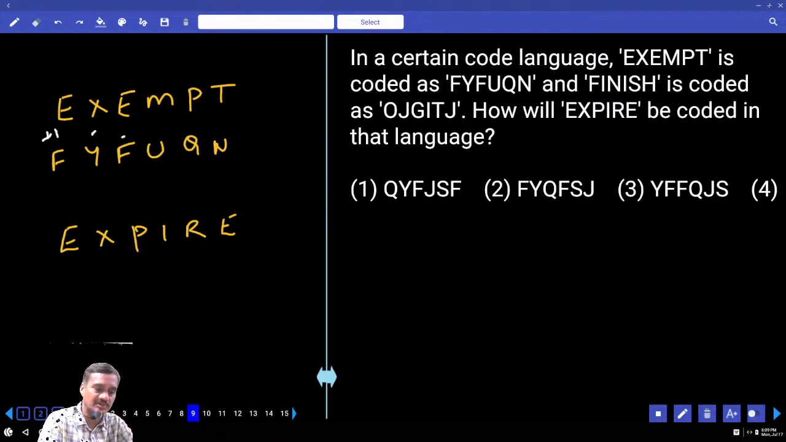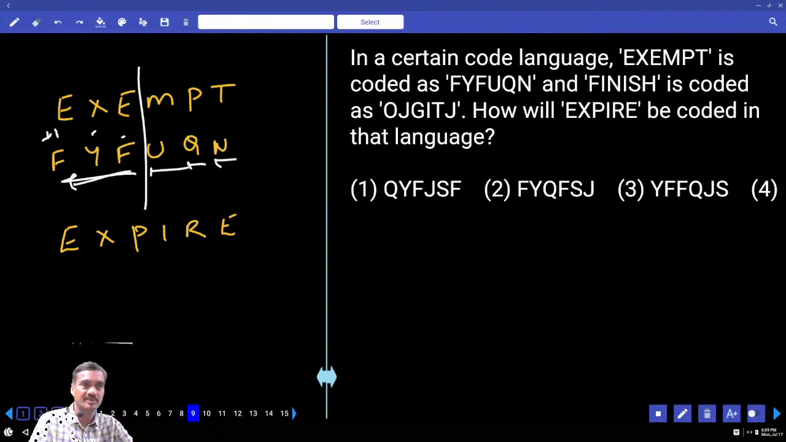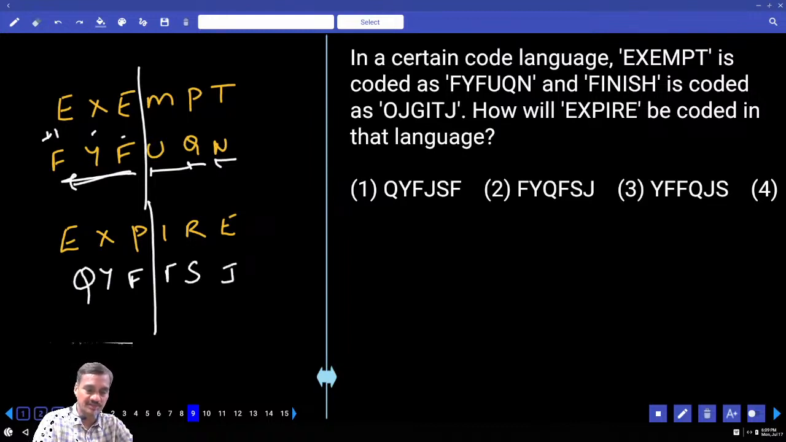X and Y plus 1. Isn't it? Now plus 1, plus 1, plus 1: E plus 1 is F, X plus 1 is Y, and E plus 1 is F. In either way you will get the same. M plus 1 is N, P plus 1 and P plus 1. And similarly here the word is divided into two halves. E plus 1 F, X, Y and P, Q. And Q, Y, F. And I plus 1 is J, R, S, F.